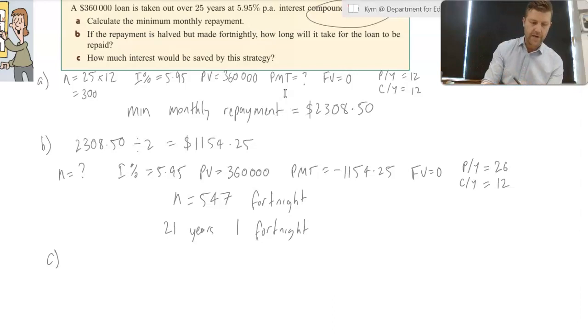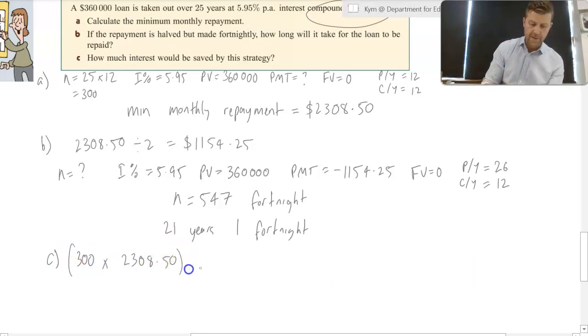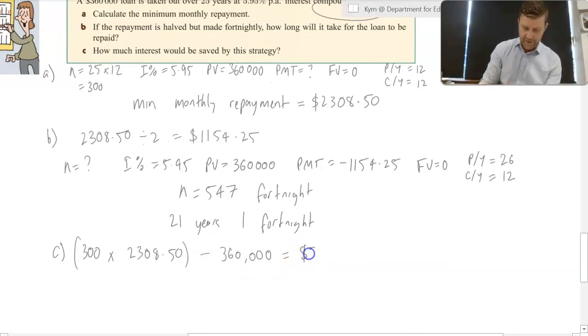If I didn't use the strategy, I would be making 300 repayments of $2,308.50. That's the total amount I would repay the loan. Now, if I subtract the amount I actually borrow, which is $360,000, that leaves me with a total of, and I've already done this calculation, $332,550 interest. It's a lot of interest.